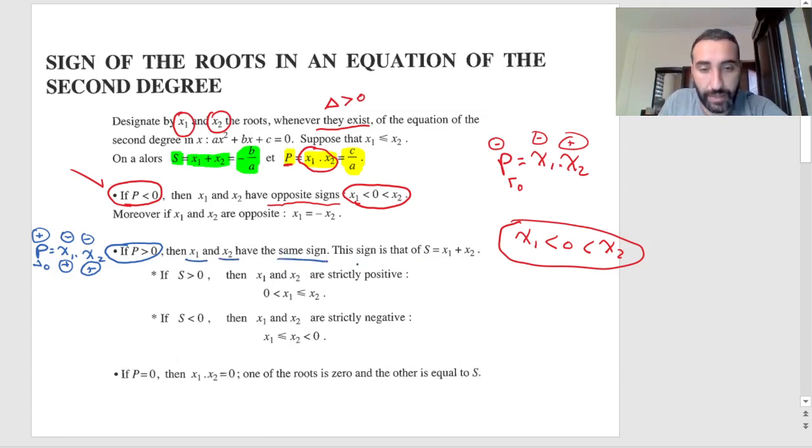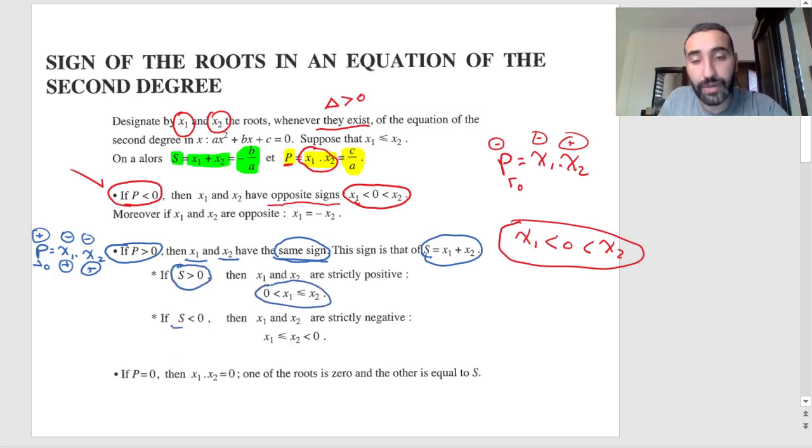Same sign. So how do I know if both are positive or both are negative? You say there are two cases, either both positive or both negative. In this case I will go to the sum. I want to use the sum. The sum tells me whether both are positive or both negative. I get the sum from the equation. Now we will take examples and see how. If the sum, which is x1 plus x2, is positive, it means both are positive, and that's it. If the sum is negative, both are negative, and it's done.